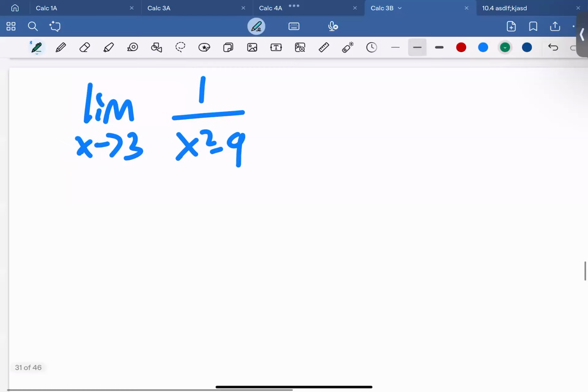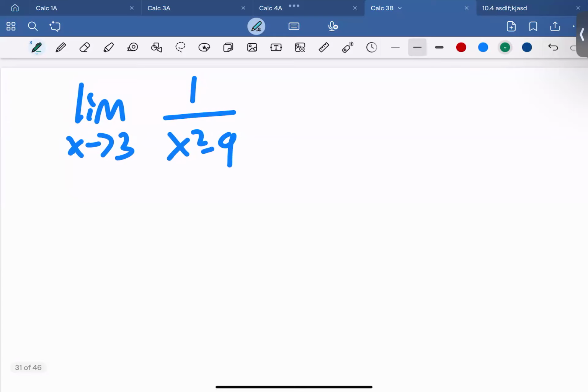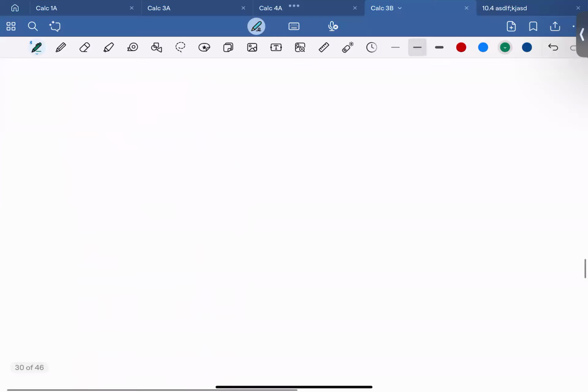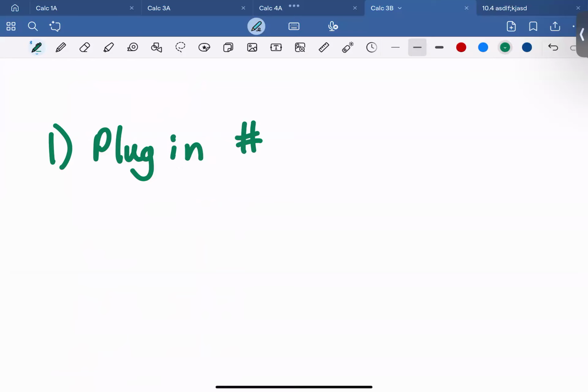So limits, right? There's 3 steps for limits. First step is to just plug it in and you'll get an answer. Okay, so the first step is awesome. You plug it in, and if you get an answer, you're done.